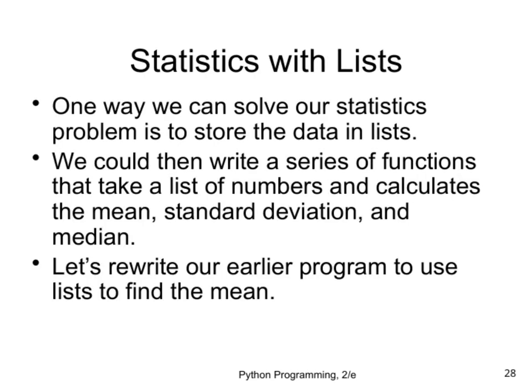One way we can solve our statistics problem is to store the data in lists. By doing this, we can organize our data more efficiently and make it easier to perform calculations. Then, we could write a series of functions that take a list of numbers as input and calculate the mean, the standard deviation, and the median. This approach makes our code more modular and reusable. Let's go ahead and rewrite our earlier program to use lists for finding the mean, which will help us see how this method simplifies the process.